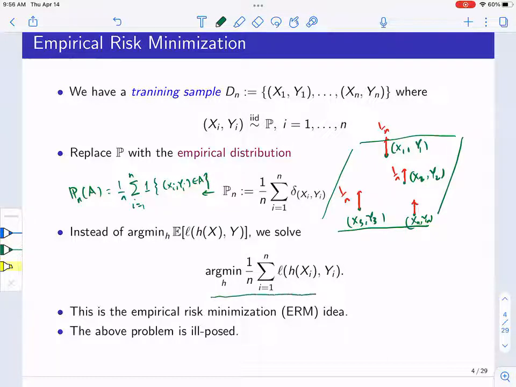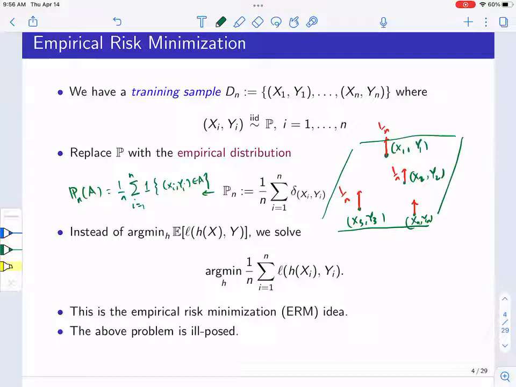So replacing the expectation with the empirical expectation, I get a problem which is feasible. Now I can solve this because I get to see the training data points, I have the loss, and hopefully I can minimize over all functions. This is called empirical risk minimization. If you think of the true quantity as the risk, this is the empirical risk. A better name for it is a loss. I'll talk about it a little bit.